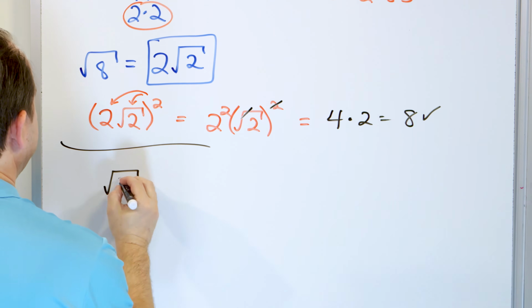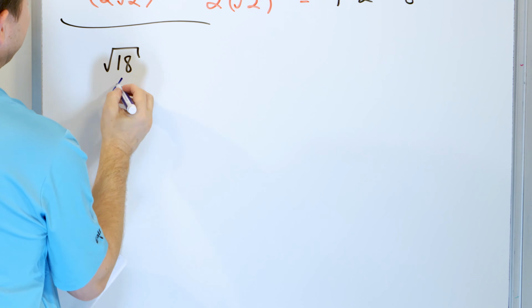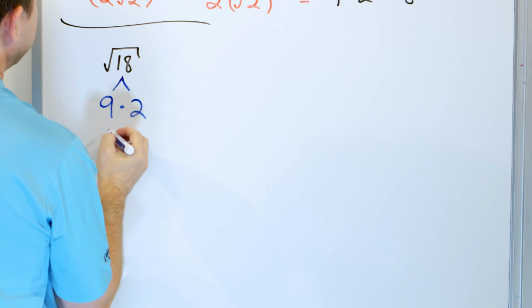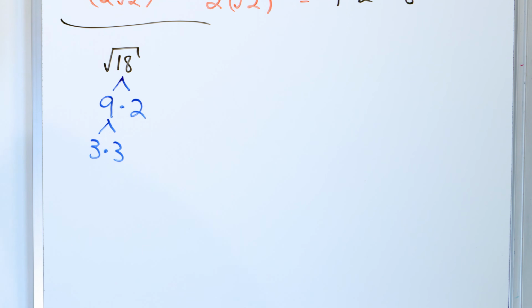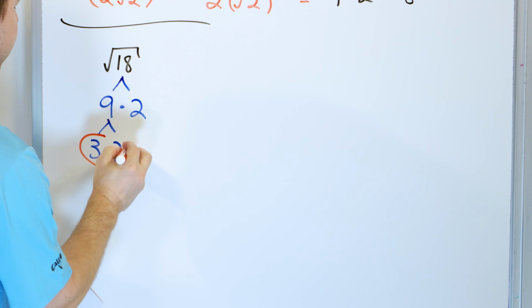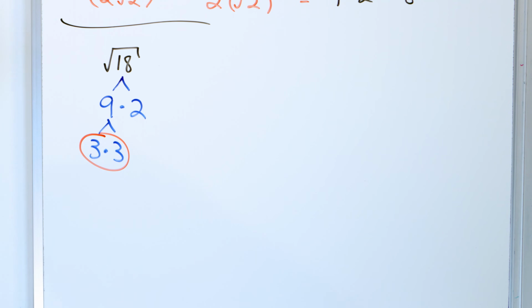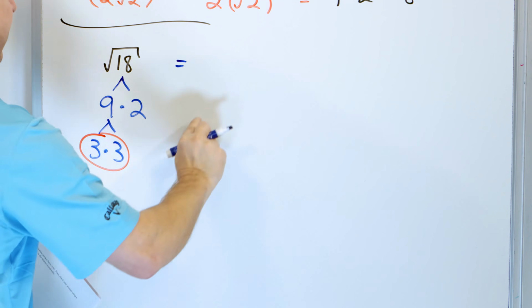Let's take the square root of 18. So we'll do a factor tree. What times what is 18? You can pick whatever you want. I'm going to pick 9 times 2 is 18. The 9 I can write as 3 times 3. These are all prime numbers. We look for pairs of numbers because this is a square root, and we find a pair of 3's. All right? And so this 3 is going to come out as a single.